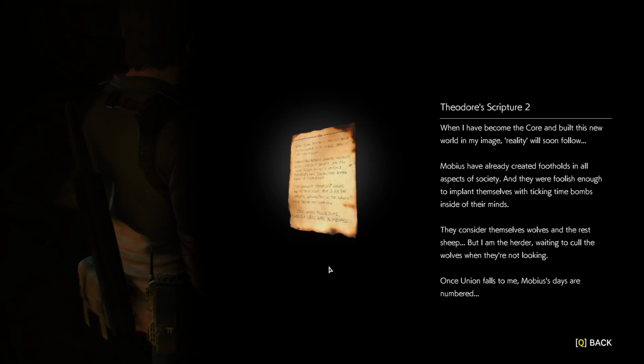When I have become the core and built this new world in my image, reality will soon follow. Mobius have already created footholds in all aspects of society, and they were foolish enough to implant themselves with ticking time bombs inside of their minds. They consider themselves wolves and the rest sheep, but I am the herder, waiting to call the wolves when they're not looking. Once Union falls to me, Mobius's days are numbered.